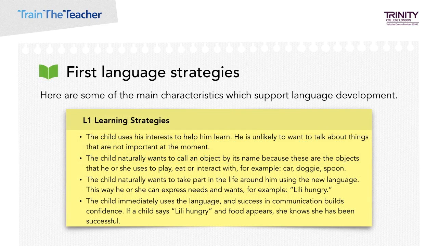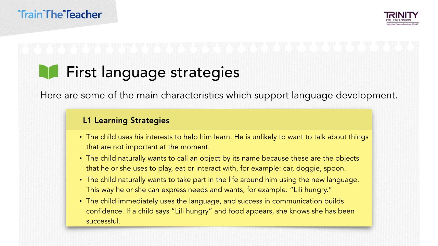First language strategies. Here are some of the main characteristics that children incorporate into their language that support their language development. First, the child uses his interests to help him learn. He's unlikely to want to talk about things that are not important at the moment. Secondly, the child naturally wants to call an object by its name, because these are the objects that he or she uses to play, eat, or interact with. For example, car, doggy, spoon.